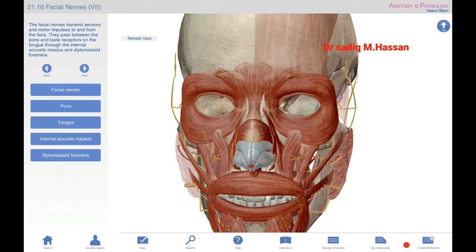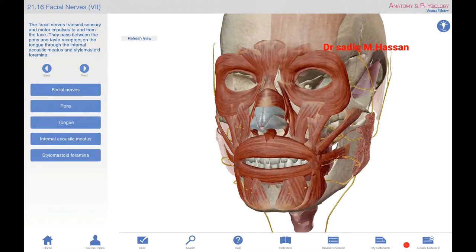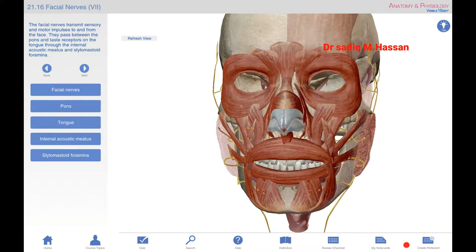So let us move on. What is going on here? We see a human face. What impression does this muscle give you? When you see it like this, the whole face appears as one structure, so this muscle is called the muscle of facial expression.